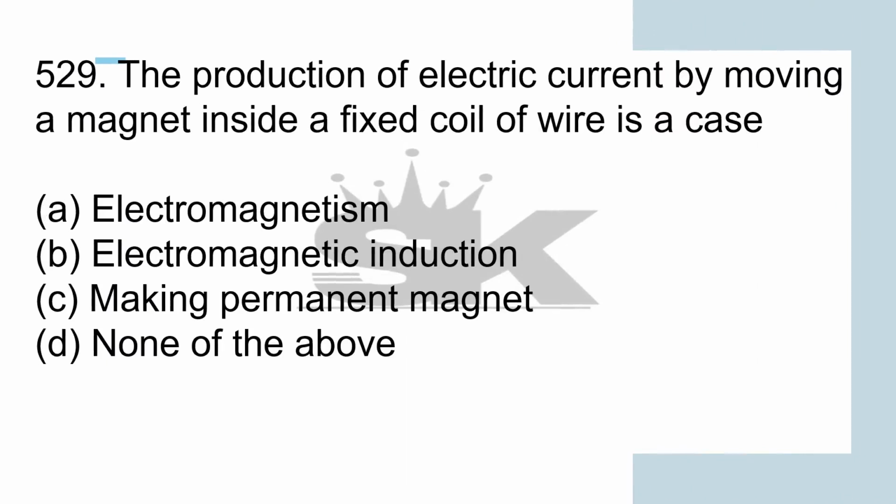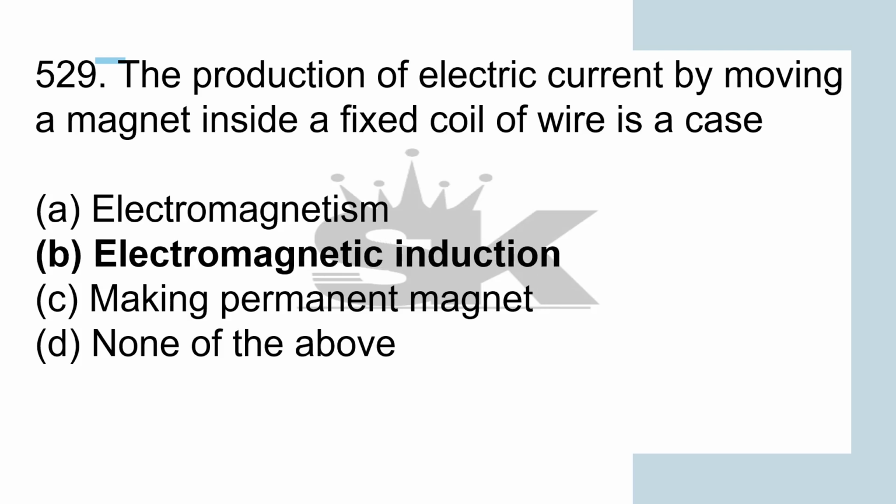The production of electric current by moving a magnet inside a fixed coil of wire is a case of electromagnetic induction. Electromagnetic induction is a process in which a conductor is put in a particular position and the magnetic field keeps varying, or the magnetic field is stationary and the conductor is moving. This produces a voltage or EMF across the electrical conductor. EMF means electromotive force.